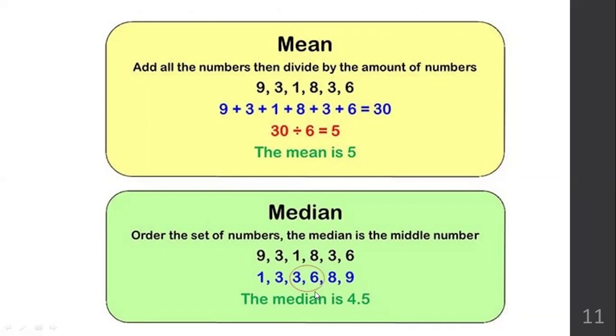Then find out the middlemost part. If it is an odd set of observations, you will find a single digit here. That becomes the median. But since the observations are even numbered, in the middlemost you will find two numbers. You have to add them up and divide by 2. So 3 plus 6 gives you 9, divided by 2 gives you 4.5. That's how you find the median.